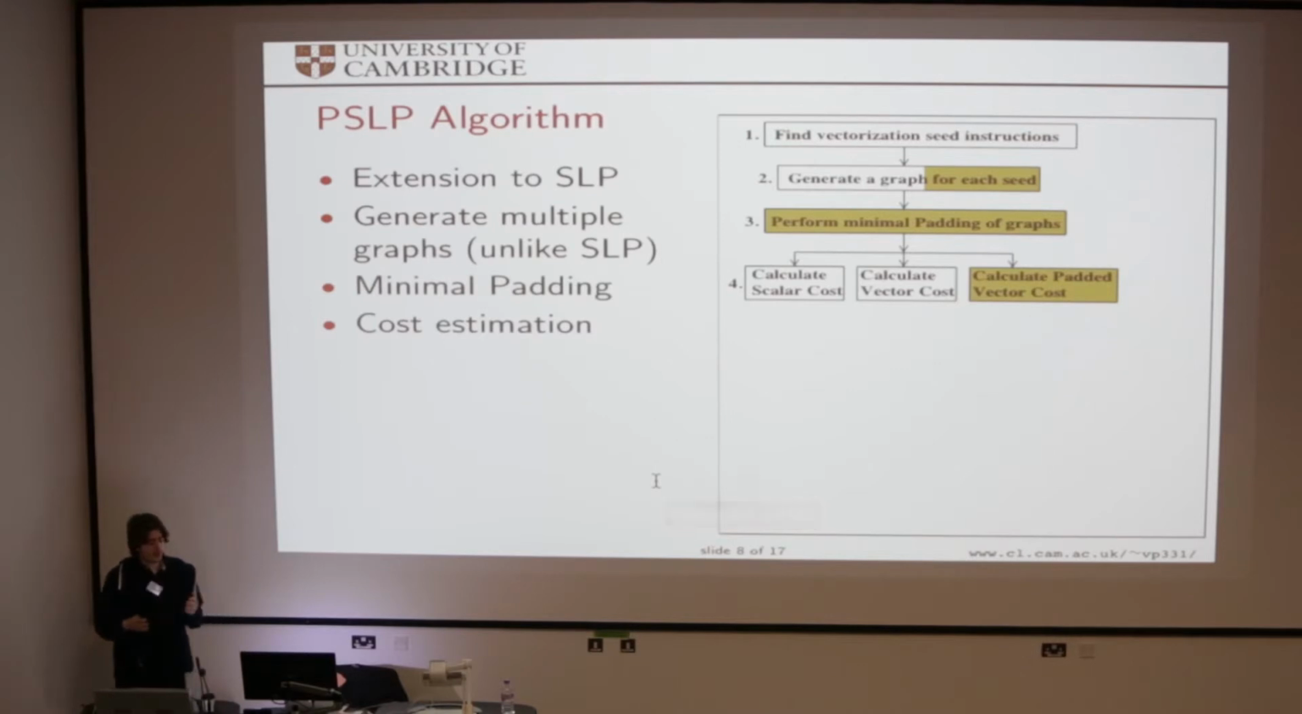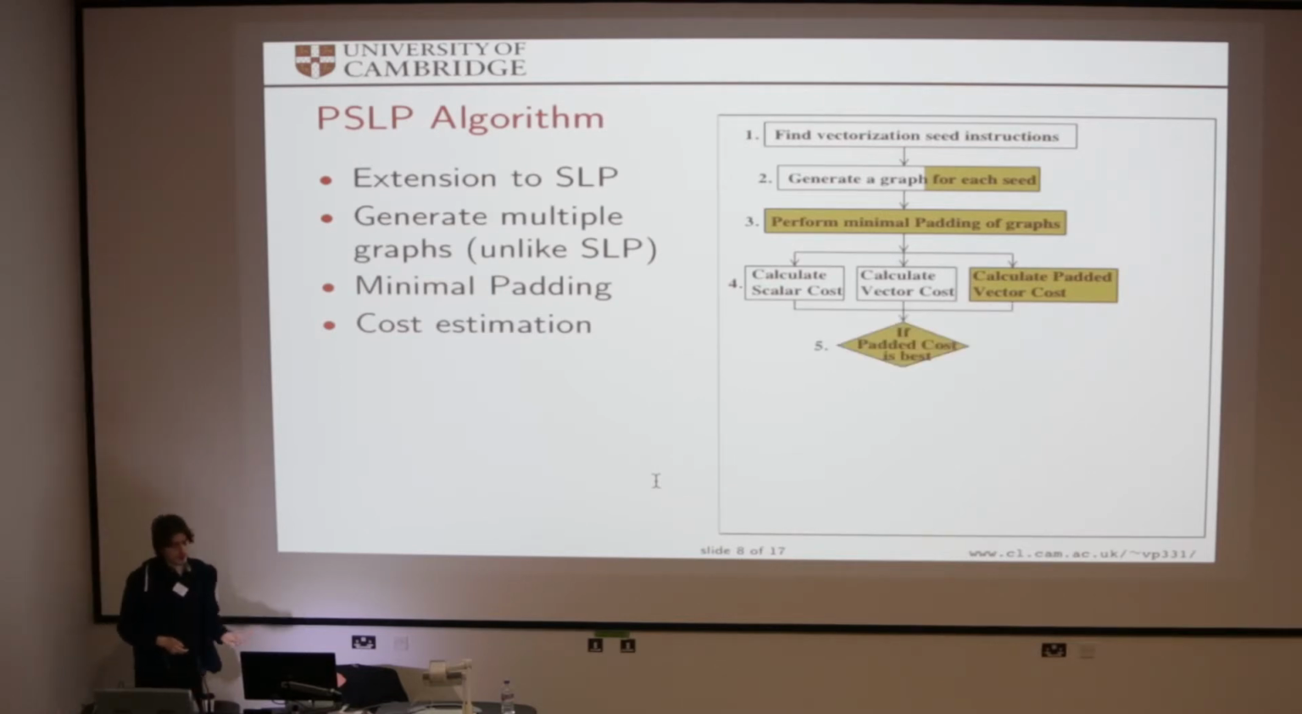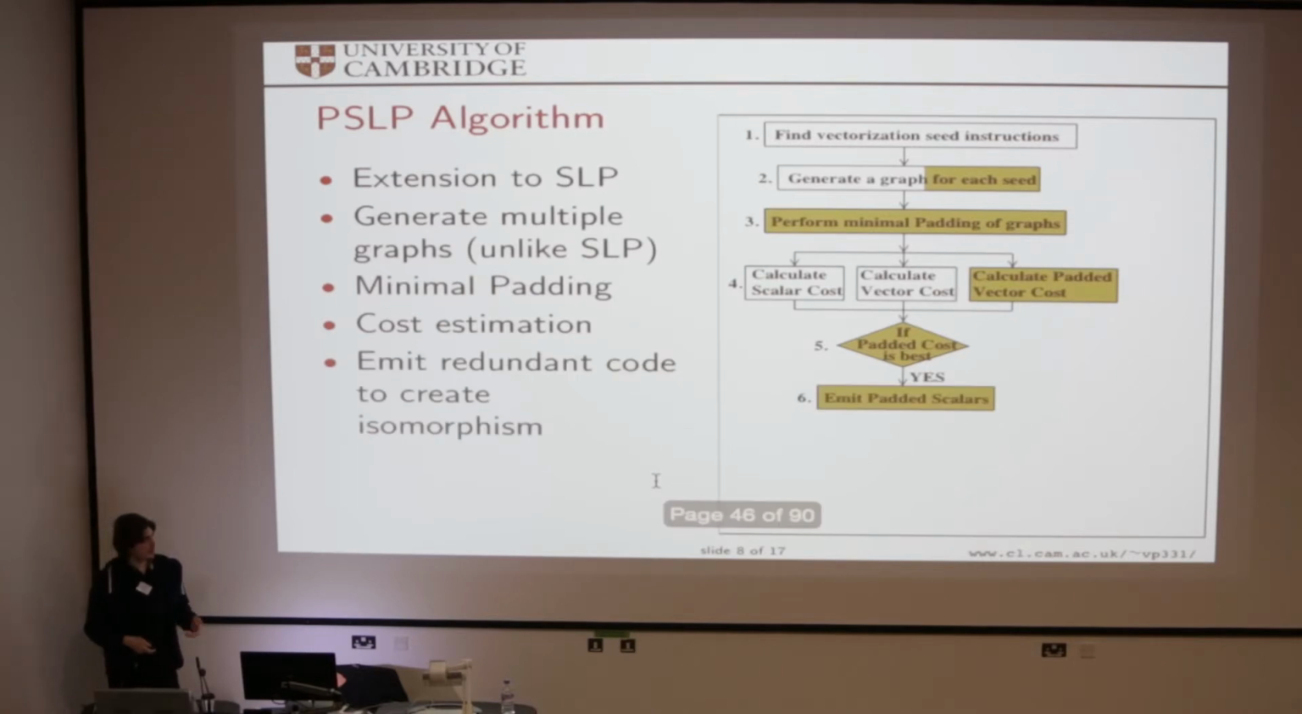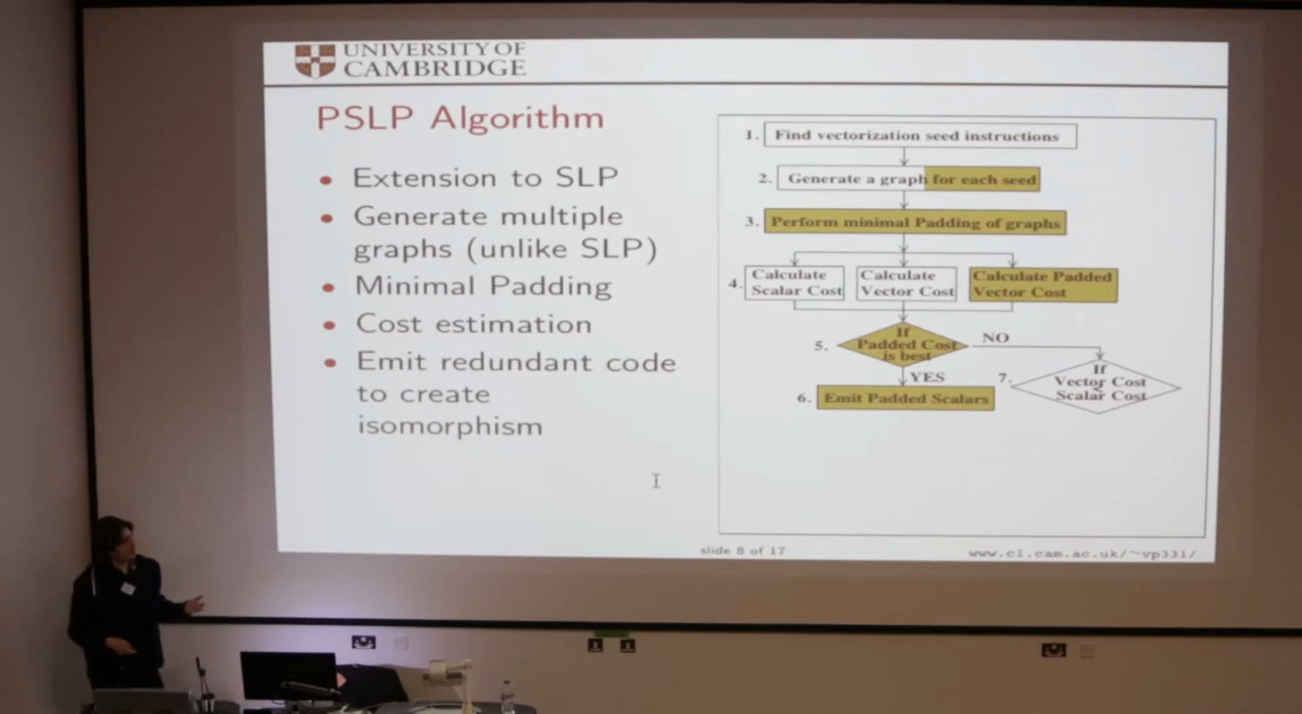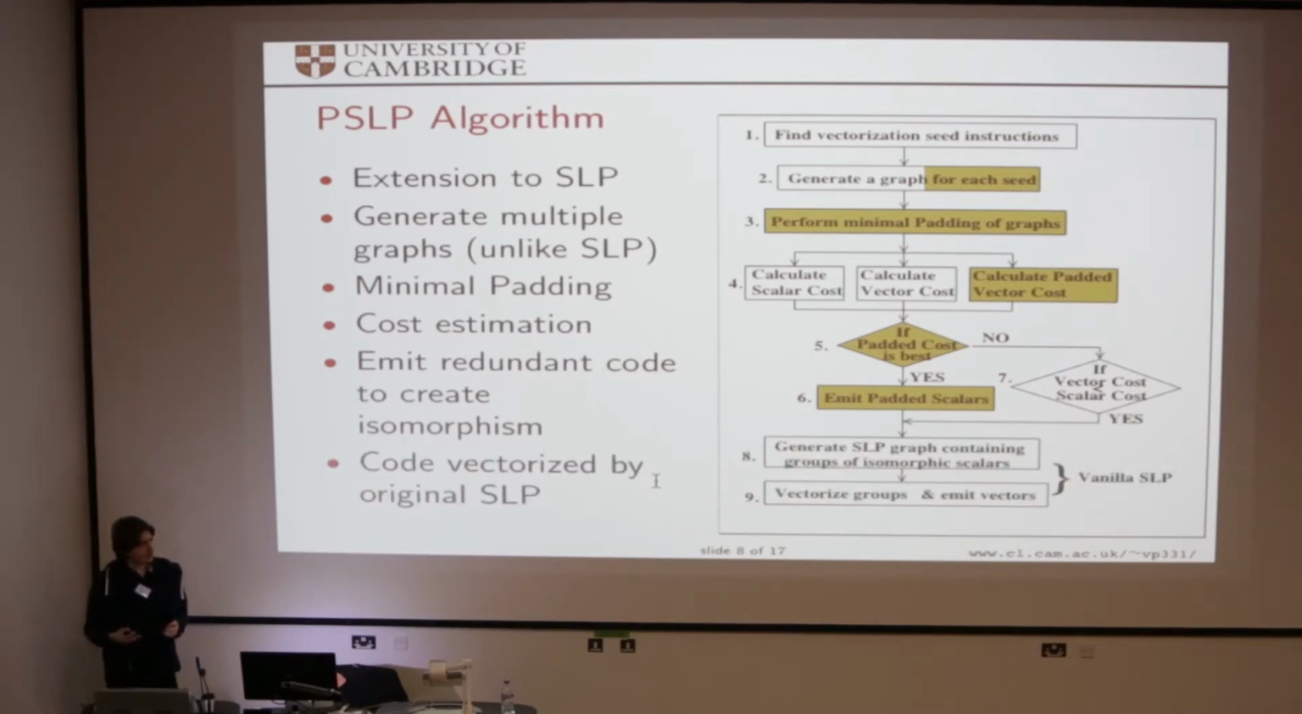And then after performing the padding, you evaluate the cost, like the scalar cost, the vector cost, and then the padded vector cost. And if we show that the padded cost is best, then you actually emit the instructions into the code. If not, then you basically fall back to vanilla SLP. So you generate the SLP graphs once again, and you check whether scalar or vector without padding is best. The highlighted yellow boxes are the ones that we have introduced into the SLP graph, and the rest of it is basically the same infrastructure.